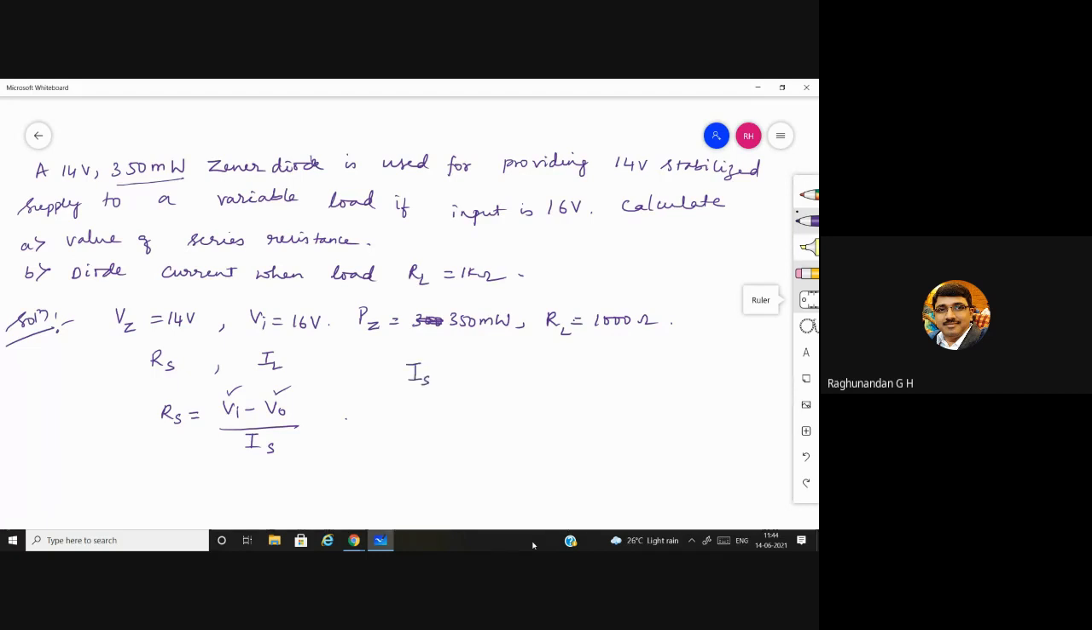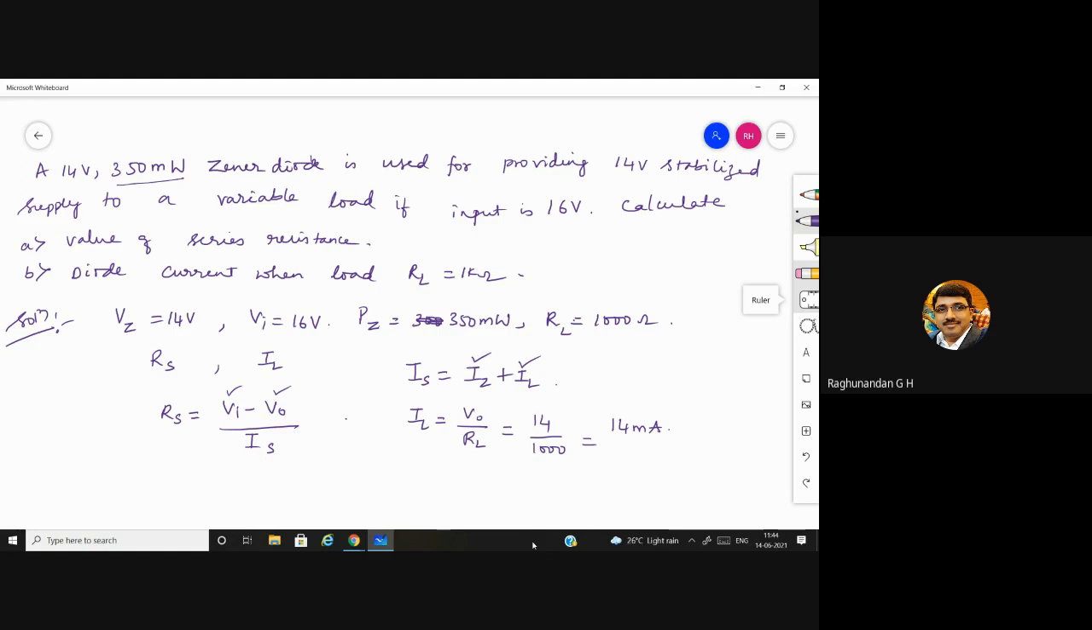And from our theoretical understanding, we know that IS is equal to IZ plus IL. Again, from the problem, we don't know IZ, and we also don't know IL. So we have to find it one by one, then we need to find IS. So IL is equal to V0 by RL. So it is 14 by 1000, so obviously it is 14 milliamps. That is the IL value we are having.